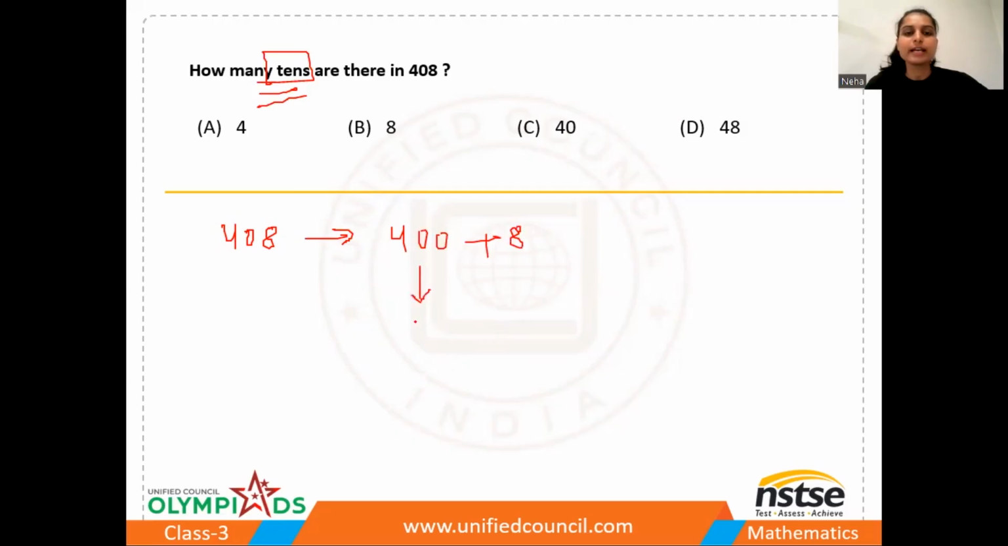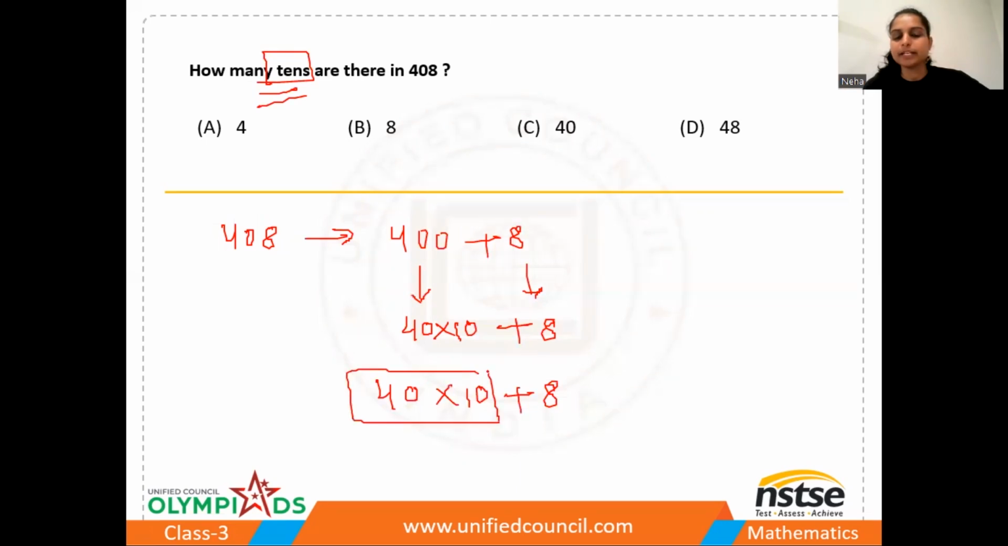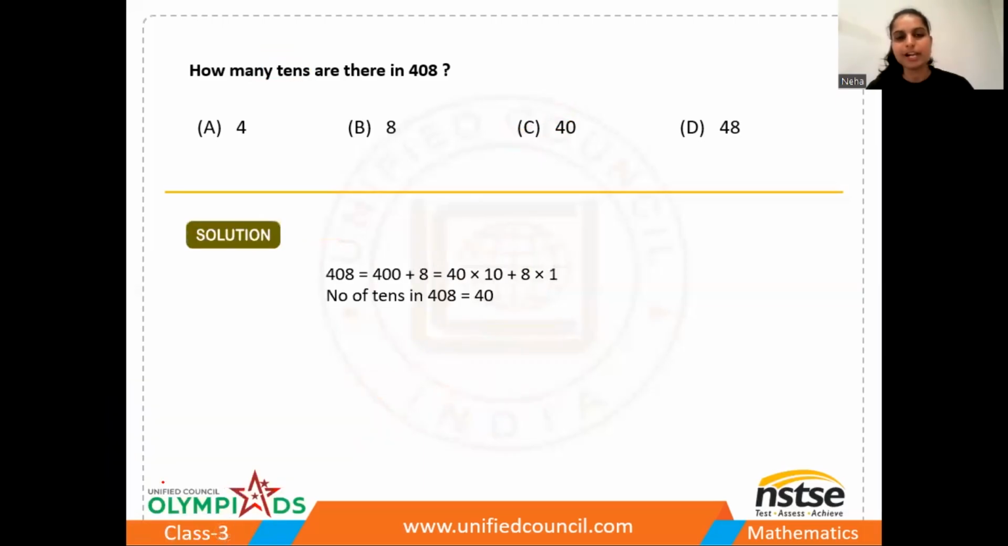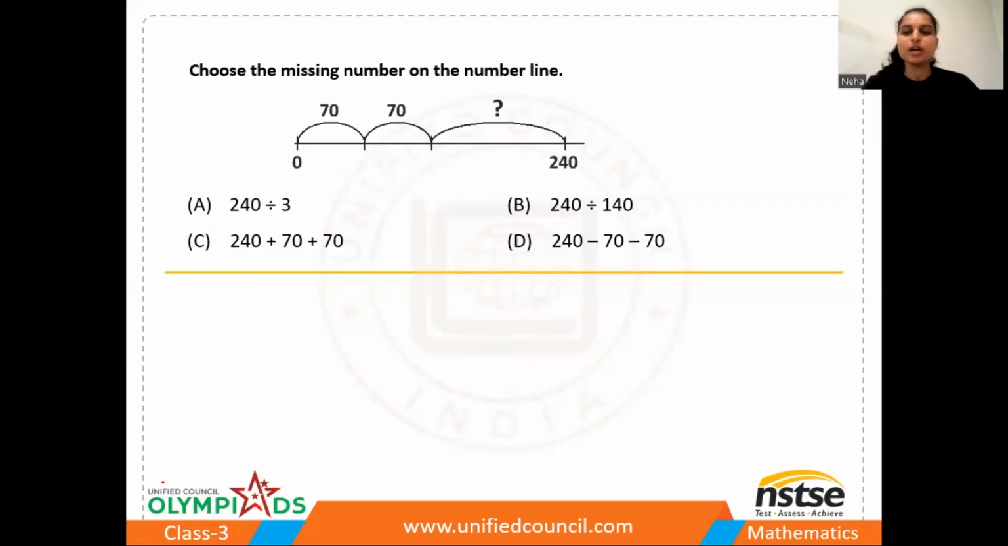Now 400, I can write as 40 multiplied by 10, and plus 8 remains the same. So this is nothing but 40 multiplied by 10 plus 8. So how many tens are there, my dear students? Yes, 40, because I am multiplying 40 with 10. So yes, option C is your right answer. Perfect. This question is also done. Now let me show you the detailed solution here. All right. Then let's move to the next question.